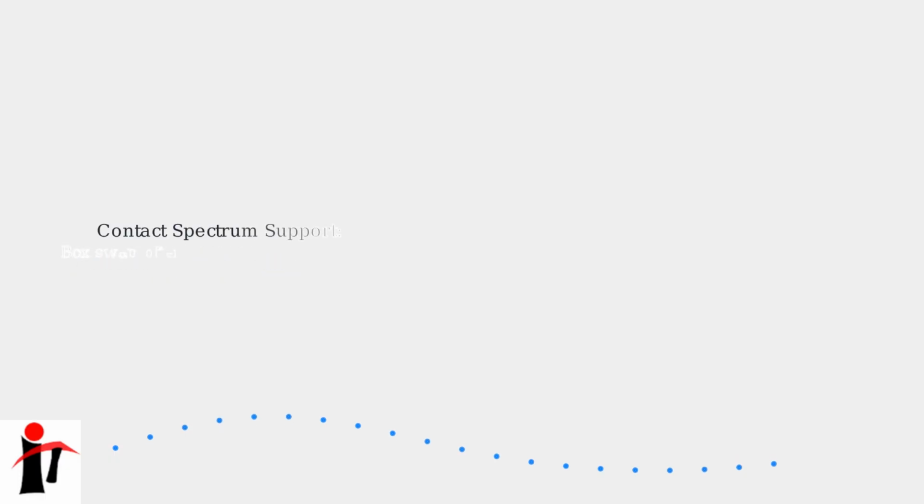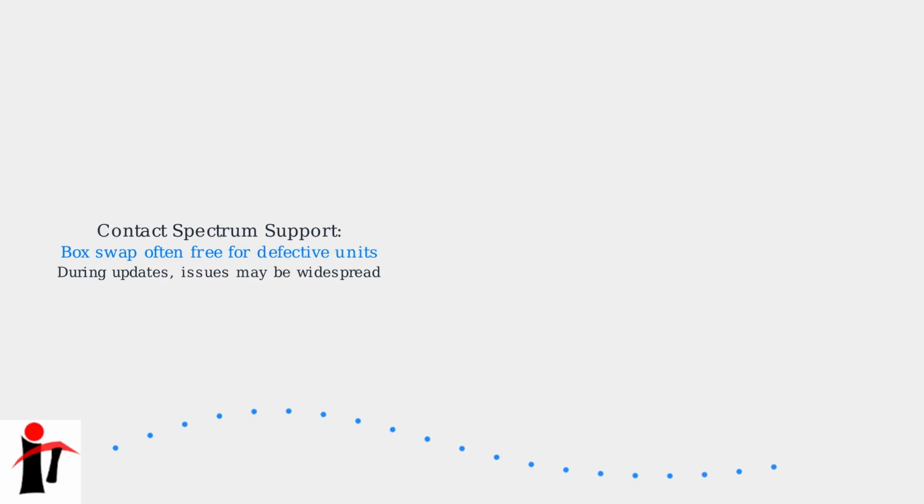If problems persist after these steps, contact Spectrum support. They may recommend a box swap, which is often free for defective units. Remember, if Spectrum is rolling out a new update, issues may be widespread, but keep trying to fix the issue.